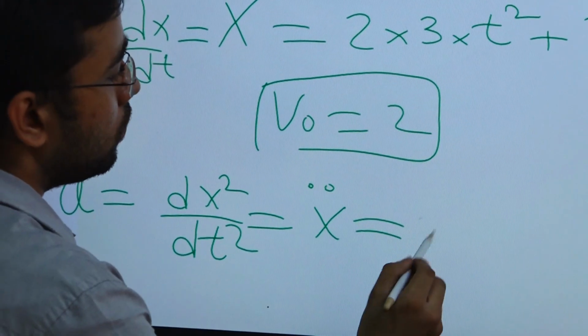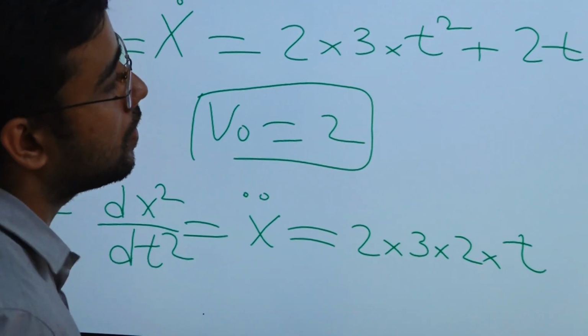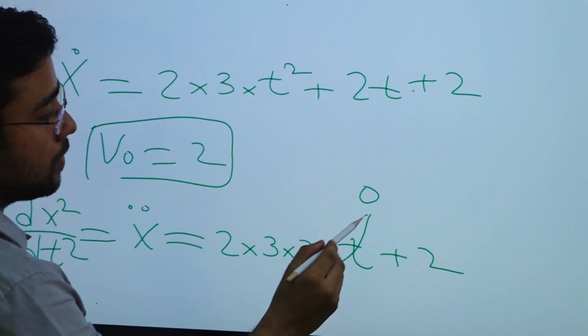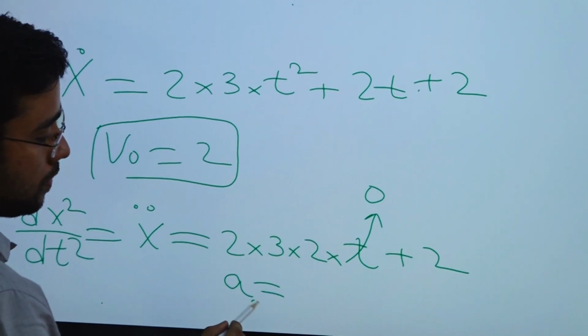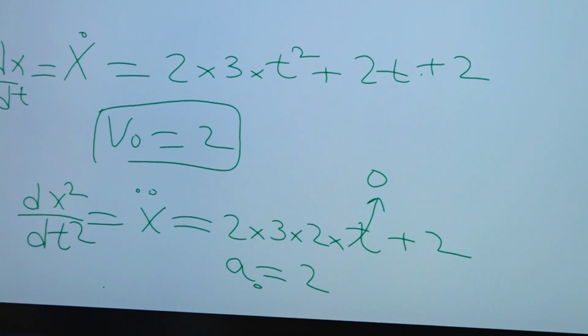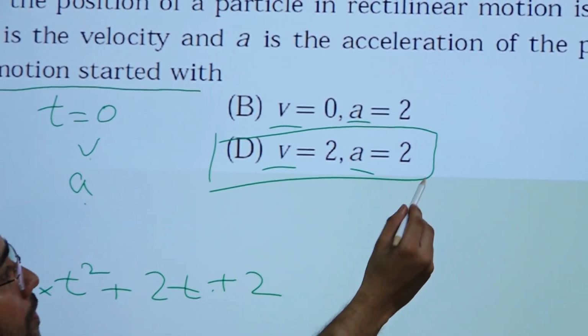Okay, so 2 into 3 into 2 into t plus 2, right? When you put t is equal to 0, you get a is equal to 2. So both the velocity and acceleration both are 2. Okay, so that will be our answer.